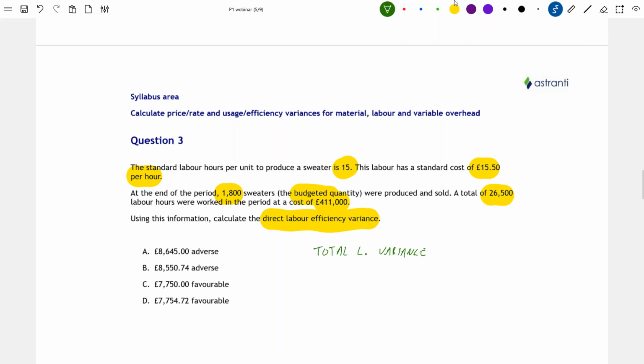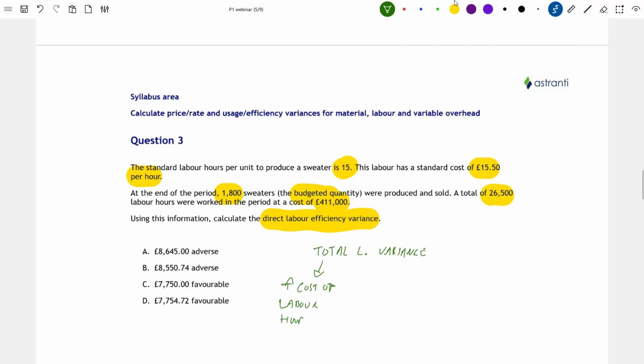Now we can actually break down the total labor variance into two parts, that is the efficiency and the rate variances. And the reason for this is because there are two key reasons why the total amount we spent on labor in the budget and that we spent in actuality might differ. So the first reason is an increase in the labor rate. So that is an increase in the cost of the labor.